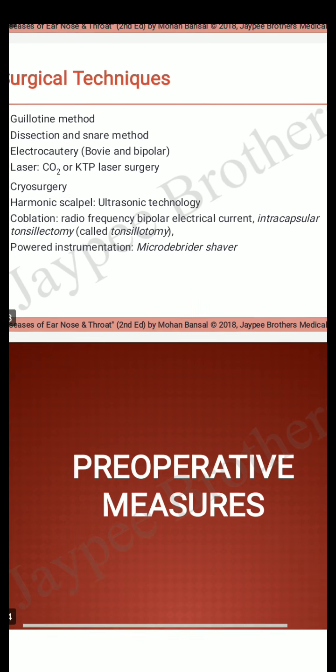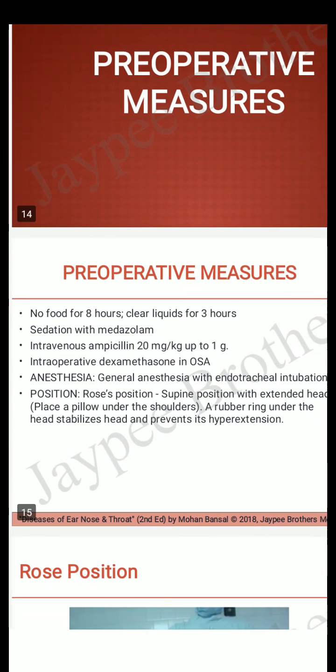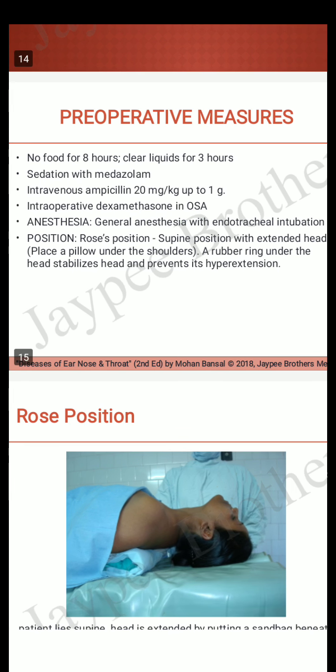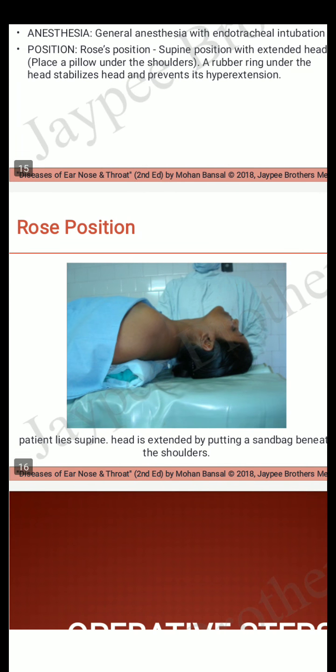Powered instrumentation using microdebriders. Preoperative measures: no food for 8 hours, clear fluid for 3 hours, sedation with midazolam, intravenous ampicillin or amoxiclav, intraoperative dexamethasone in OSA disorders. Anesthesia: general anesthesia is usually preferred with endotracheal intubation. Position: Rose position, as seen in the diagram in the photograph.